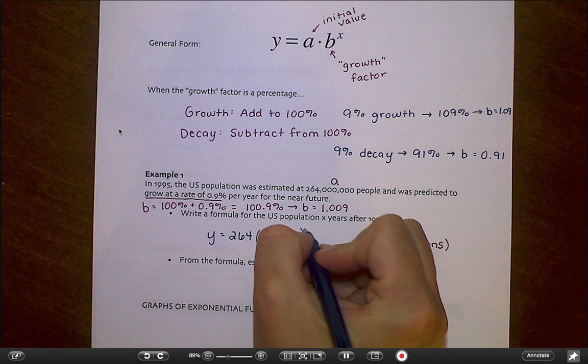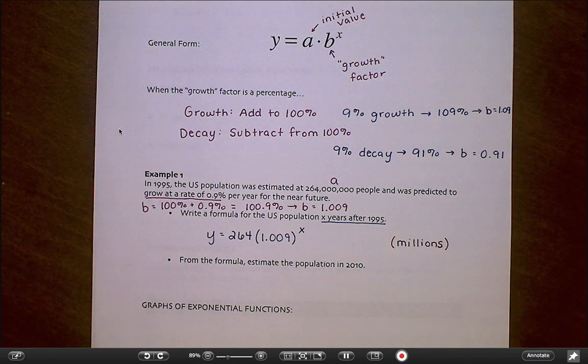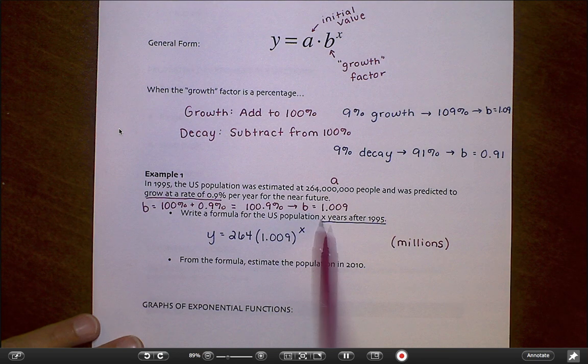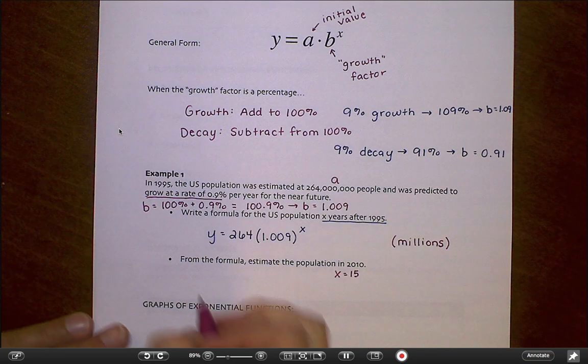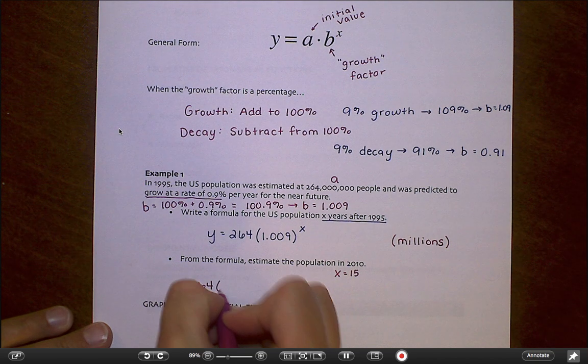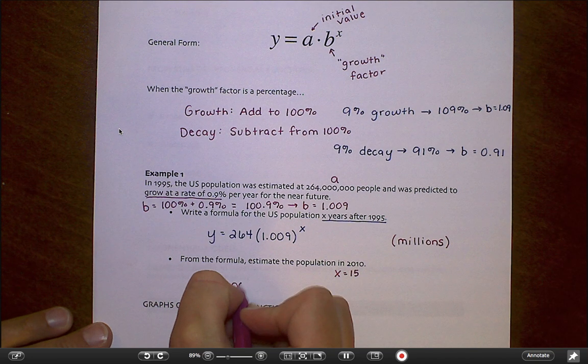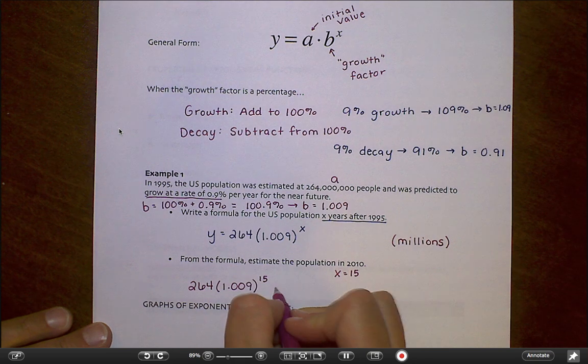And then I'm going to the power of X, where X represents years after 1995. So if I'm trying to estimate the population in 2010, which is what this next question is asking, I have to think about what my X value should be. How many years after 1995 is that? That would be 15. So I'm going to do this calculation. And again, I cut those zeros off just to make it easier on us when we type it in our calculator. It'll also make it so our calculator isn't going to have an issue with overload or anything like that.